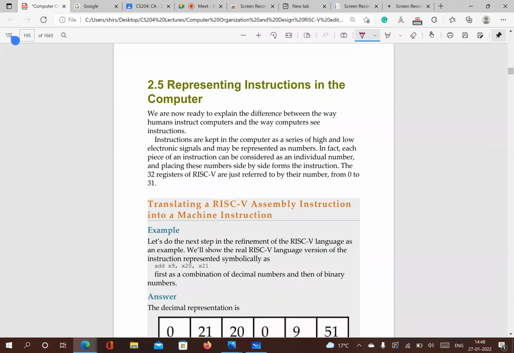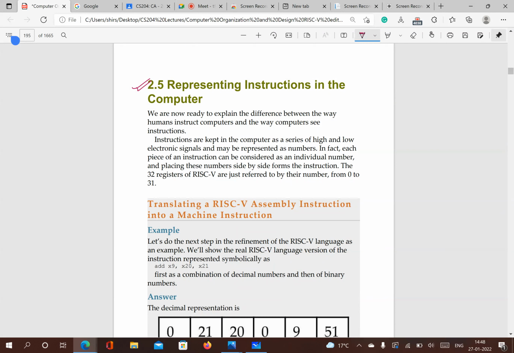And then we'll go with 2.5, which is again very important for this course. So 2.3 is important. 2.4, when I was explaining sign and unsigned, I said it is not very important. Only if you know a few concepts, then that will be enough from 2.4. But 2.5 is directly connected with this course, and it is very important. So, representing instructions in a computer. I'll start this section today, and I'll complete it in the next class.